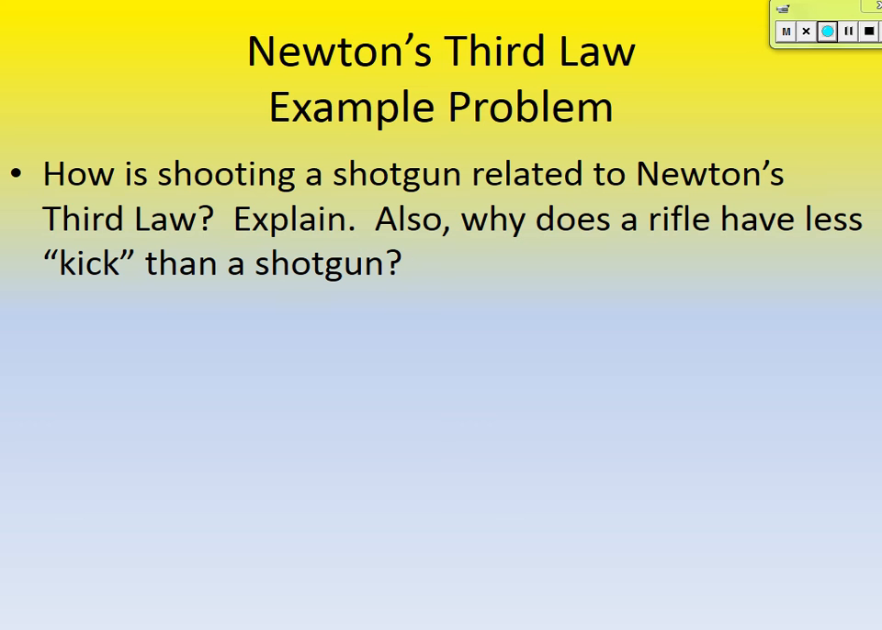Okay, this one is not in the book. It's not in your guided notes. But let's talk about it because it's kind of a commonly used example for Newton's third law. It says, how is shooting a shotgun related to Newton's third law? Also, why does a rifle have less kick than a shotgun? Let me draw a picture and see if I can illustrate this a little more. Okay, so here's the gun, the shotgun.